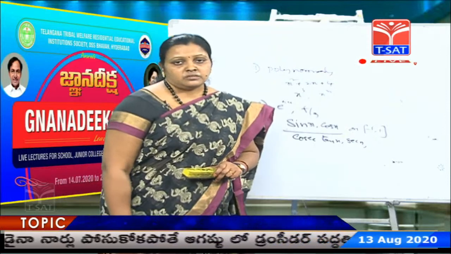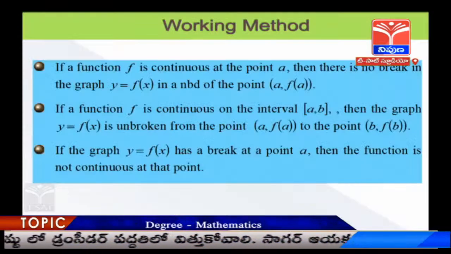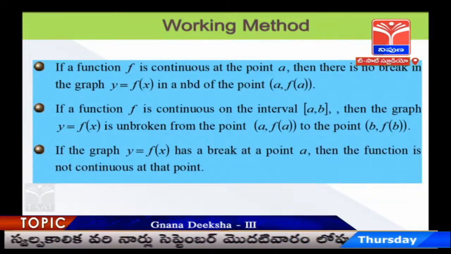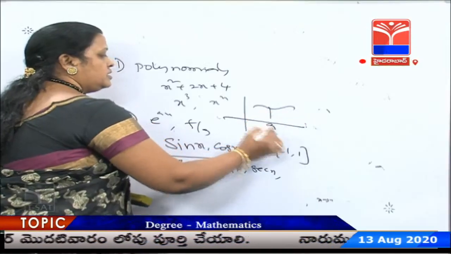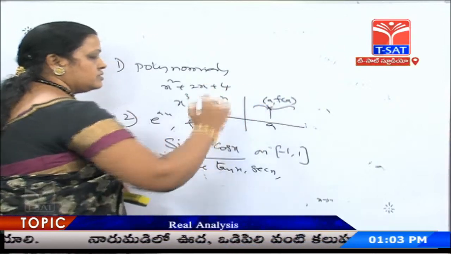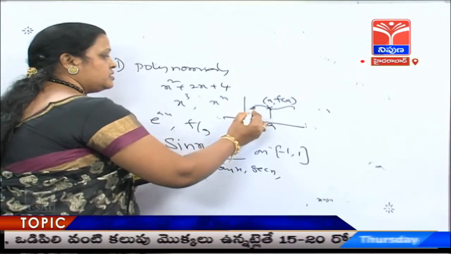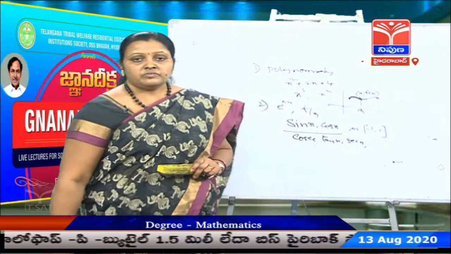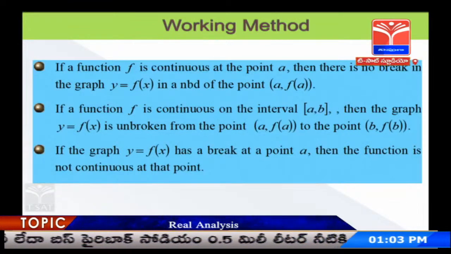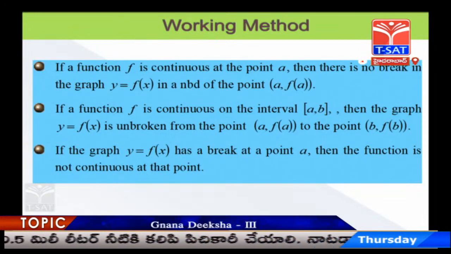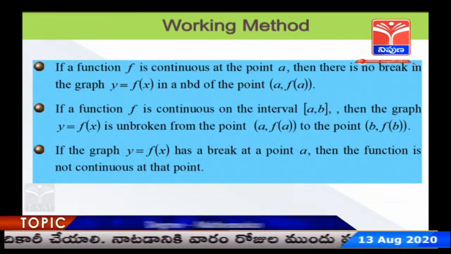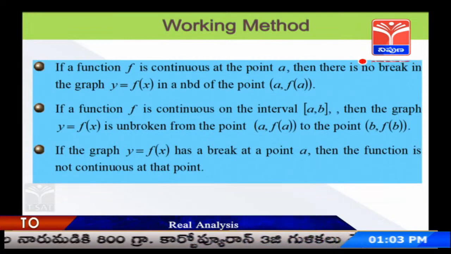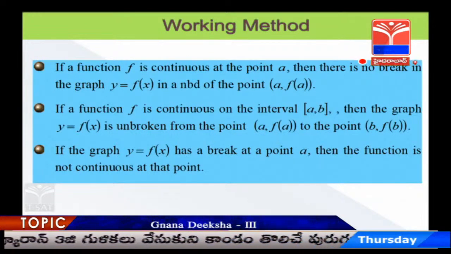Now coming to the working method. If a function is continuous at a point, then there is no break at all. Already, when we drew a graph and took a point a, f of a, we observed that the graph starts and ends at the other point. Second, if a function f is continuous on the interval, then the graph y equal to f of x is unbroken from the point a, f of a to the point b, f of b. The last one: if the graph y equal to f of x has a break at a point a, then the function is not continuous.